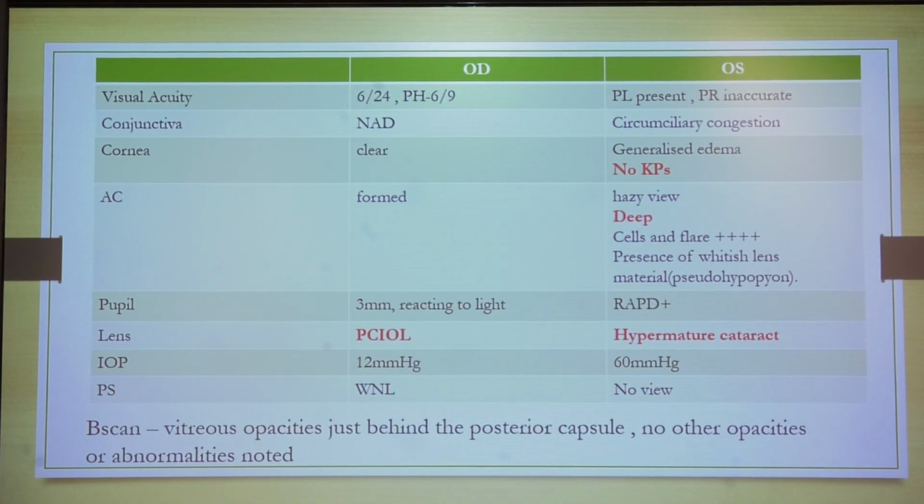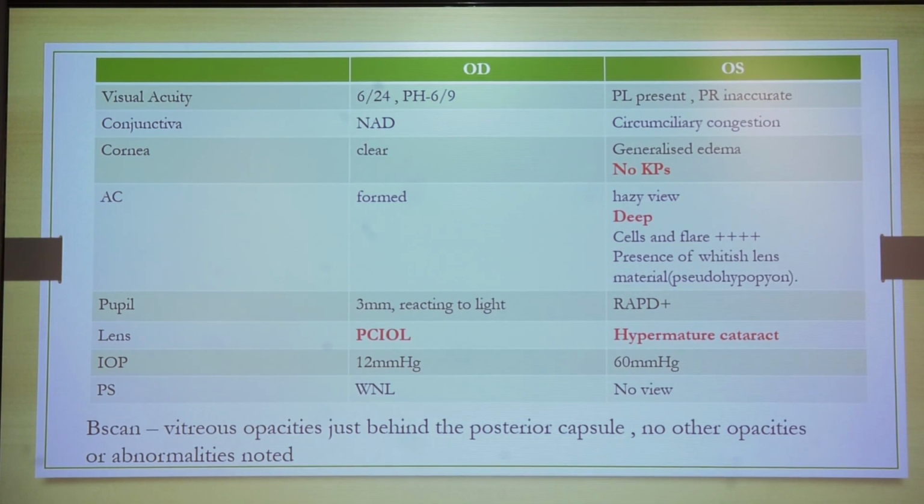Right eye on examination just showed a posterior chamber IOL. Left eye, there was PL present with PR inaccurate. Circumciliary congestion. Cornea showed edema with no KPs. The anterior chamber was deep with cells and flare with the presence of whitish material in the anterior chamber. There was RAPD with a hypermature cataract.